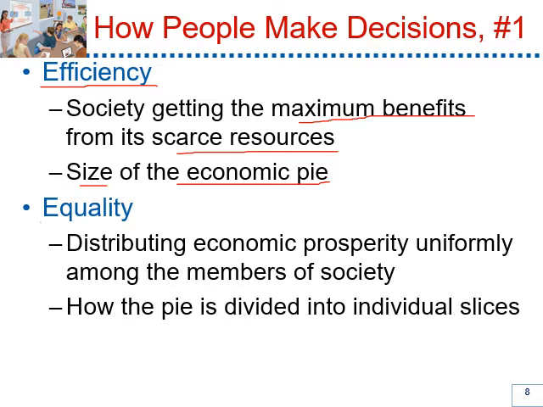On the other hand, equality deals with distributing economic prosperity uniformly among the members of society. So equality deals with how the pie is divided into individual slices. The problem here with equality is which criteria should be used to uniformly divide the pie among the members of society.